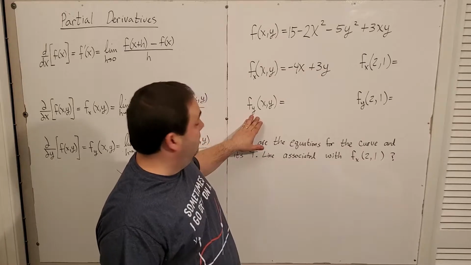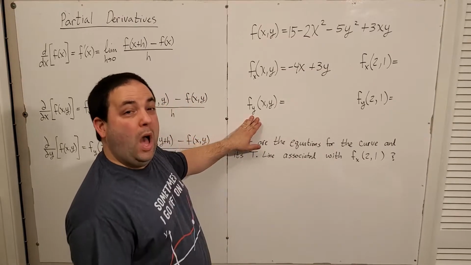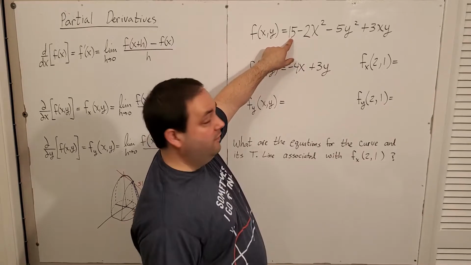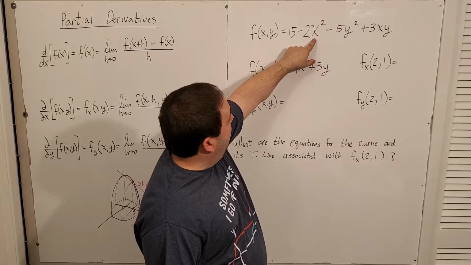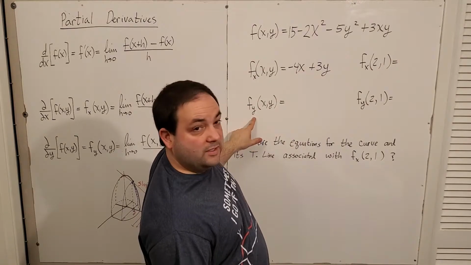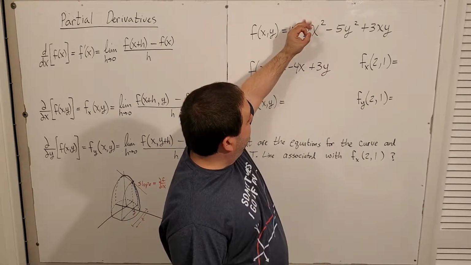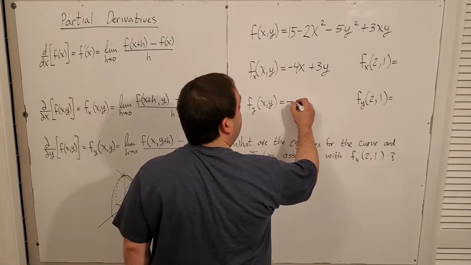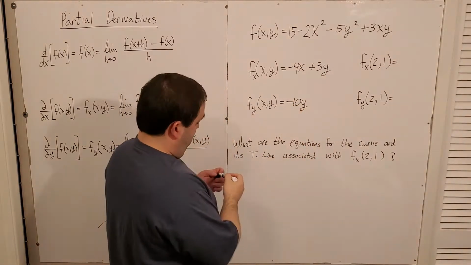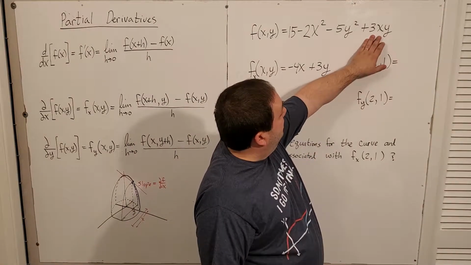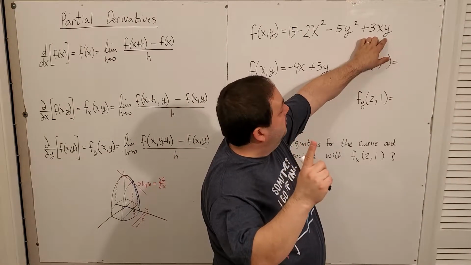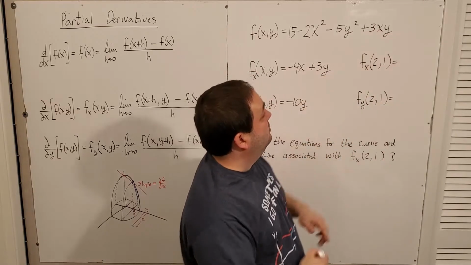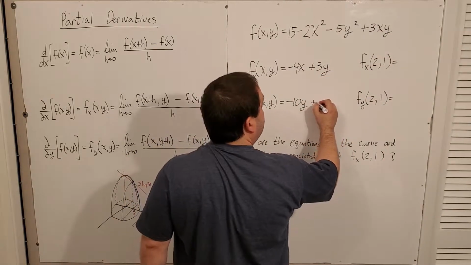Okay, let's do it again. Partial derivative of f with respect to y this time. So 15, of course, the derivative of a constant is 0. X squared, but with respect to y, is 0. I'll have negative 10y. And then over here, the derivative of y is 1, and any multiplied constants follow, 3x times 1, so plus 3x.